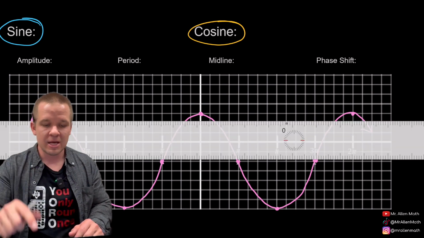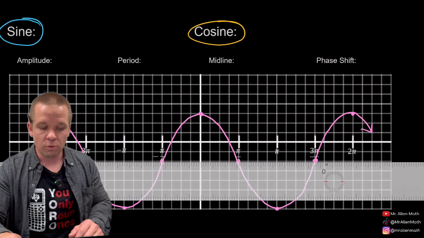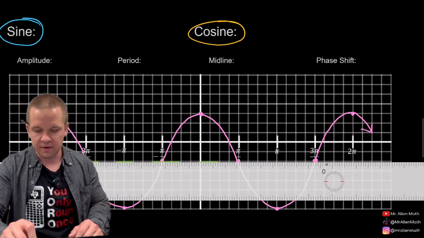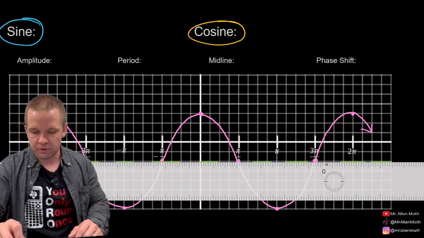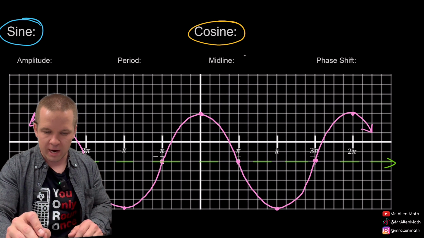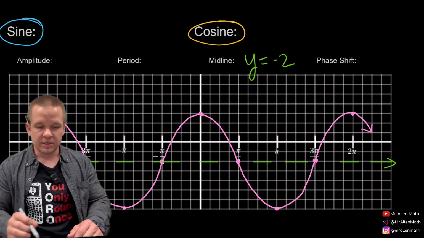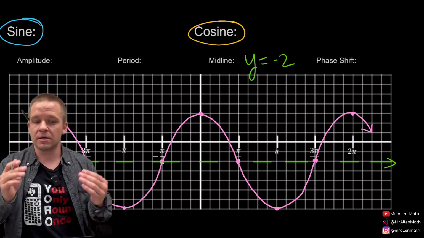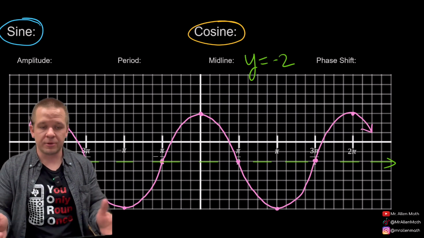And the first thing I'm going to do is jot down my midline, which looks like it's going to be -2 here. Y equals -2 is my midline. Goes right through the middle there. Boom, boom, and I'll write y equals -2. So they both share the same midline. It's just cosine starts above it or below it. Sine starts on it.